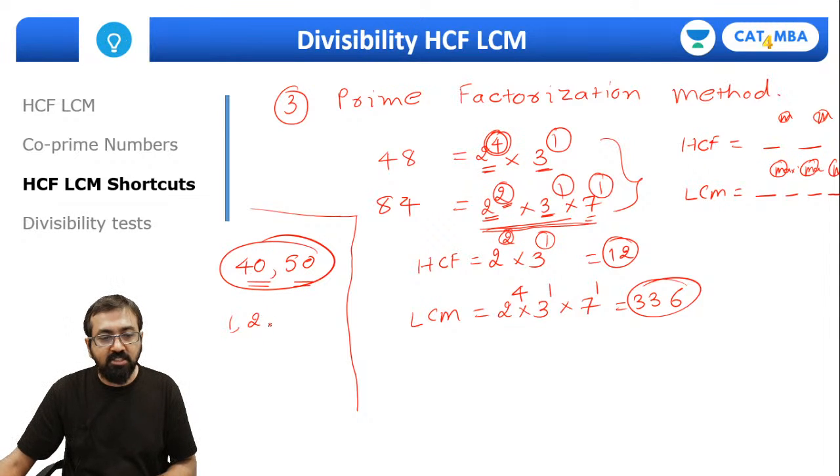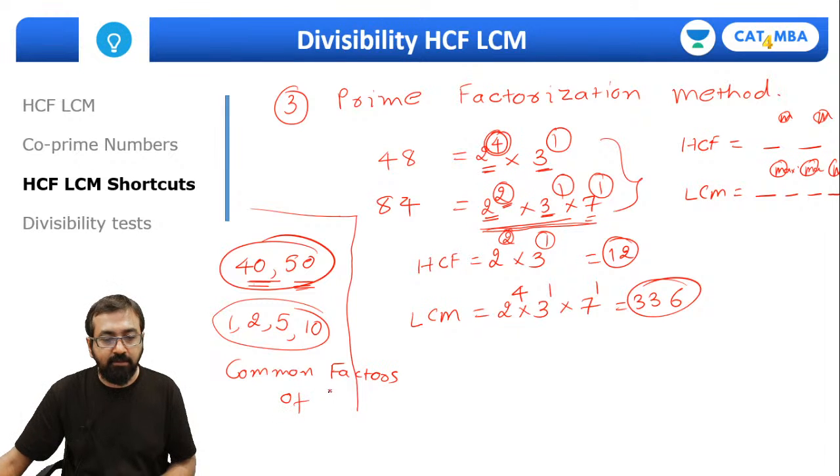None of these numbers is divisible by 3. Are both of these numbers divisible by 4? No. See, 40 is divisible by 4, but 50 is not divisible by 4. So we'll not look at 4 right now. But yes, both the numbers are divisible by 5 and also by 10. Are they divisible by any other number more than 10 in common? No. So these are called the common factors of 40 and 50.